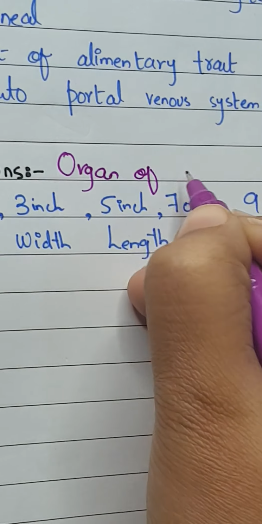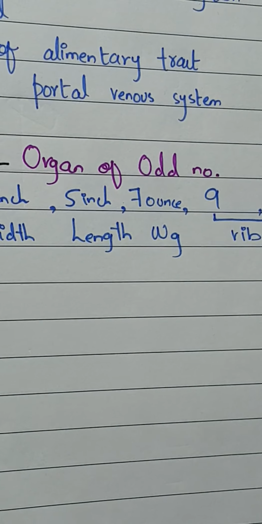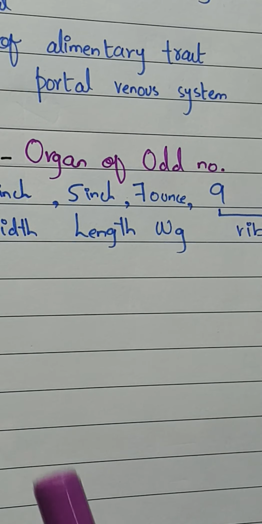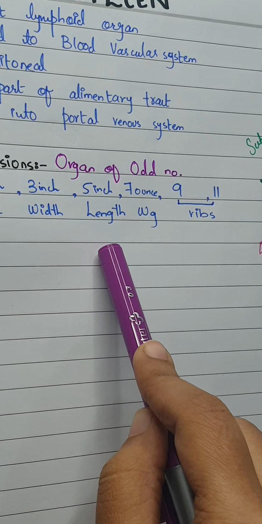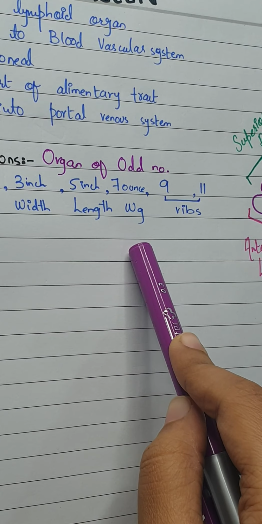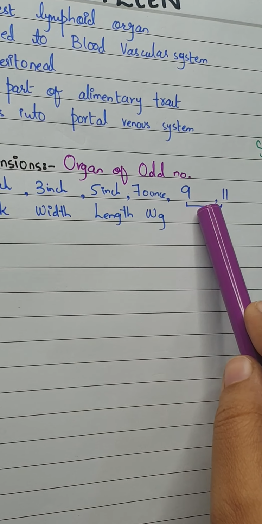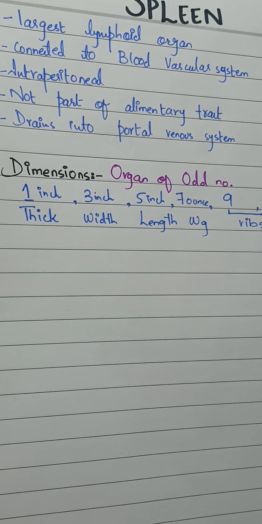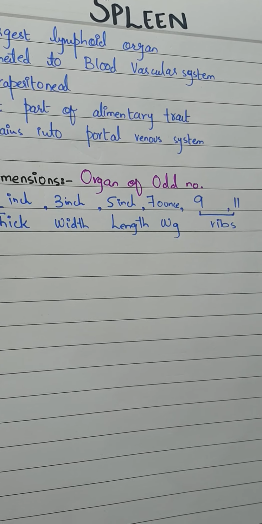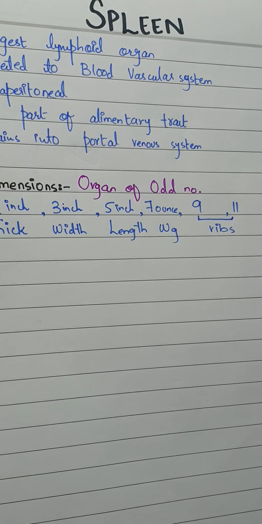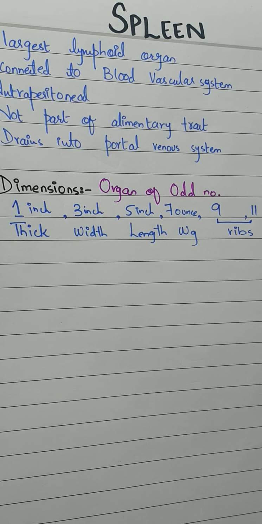A spleen is an organ of odd numbers. These odd numbers are 1, 3, 5, 7, 9, 11. 1 being the thickness, 3 inches the width, 5 inches the length of a spleen, 7 ounce is the weight of a spleen, and a spleen lies between the ribs 9, 10 and 11. Now we look at the location of a spleen.